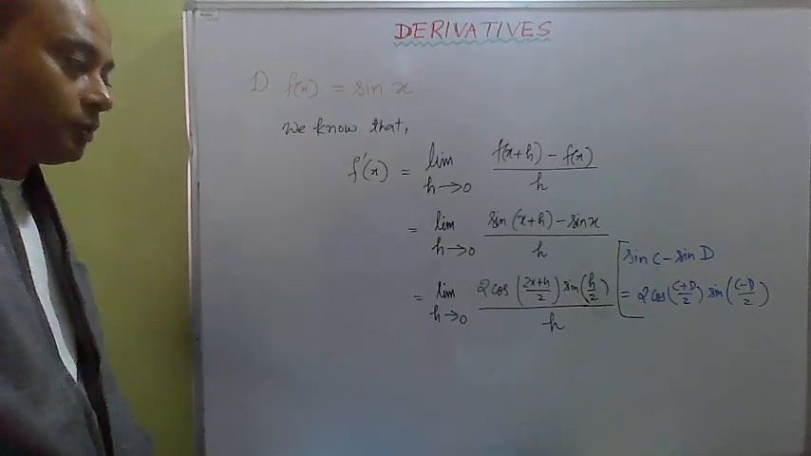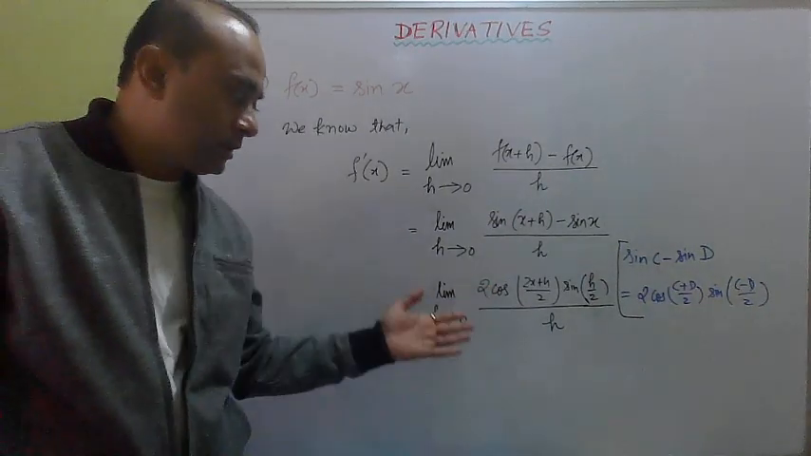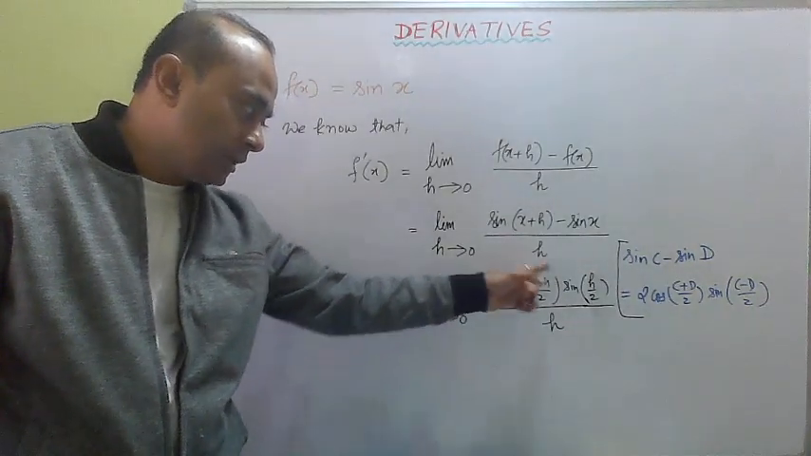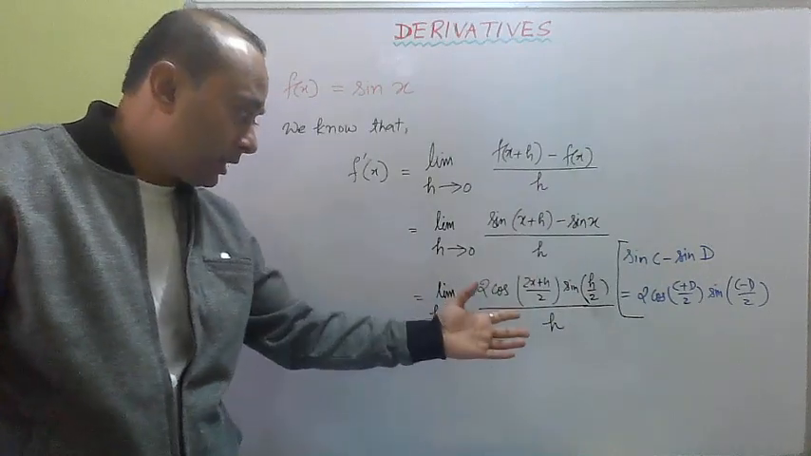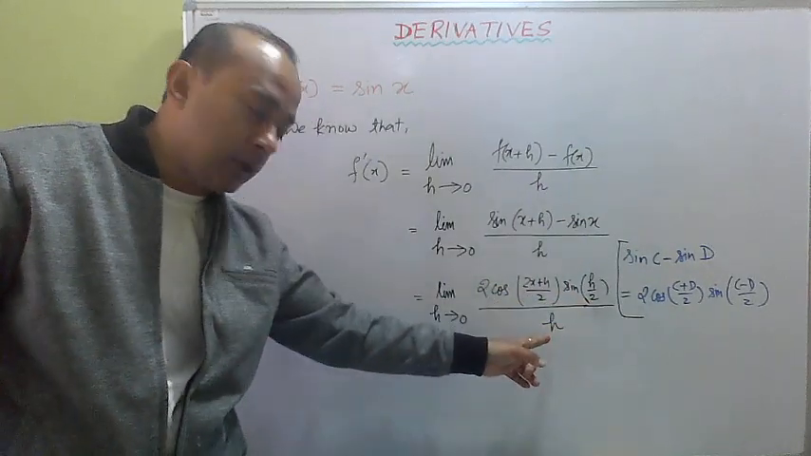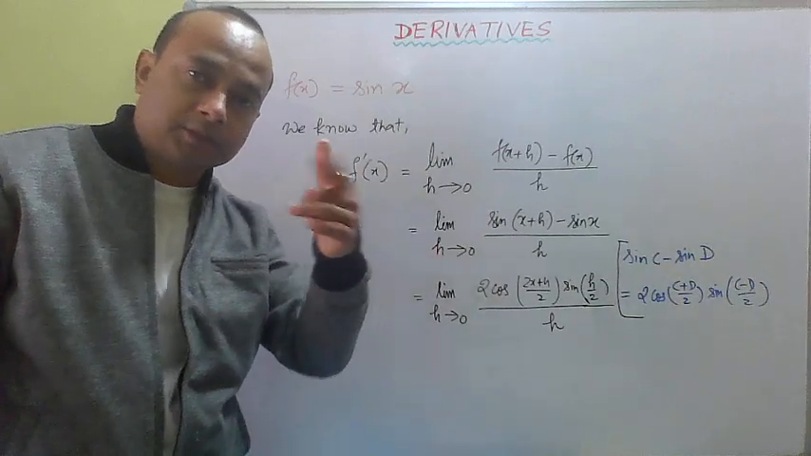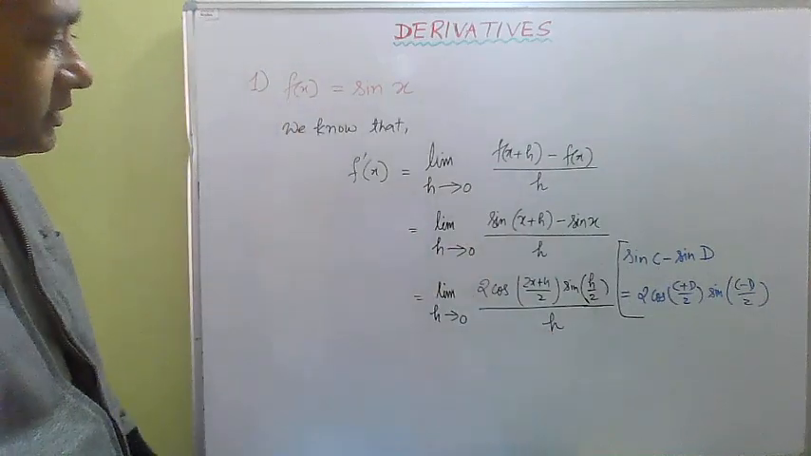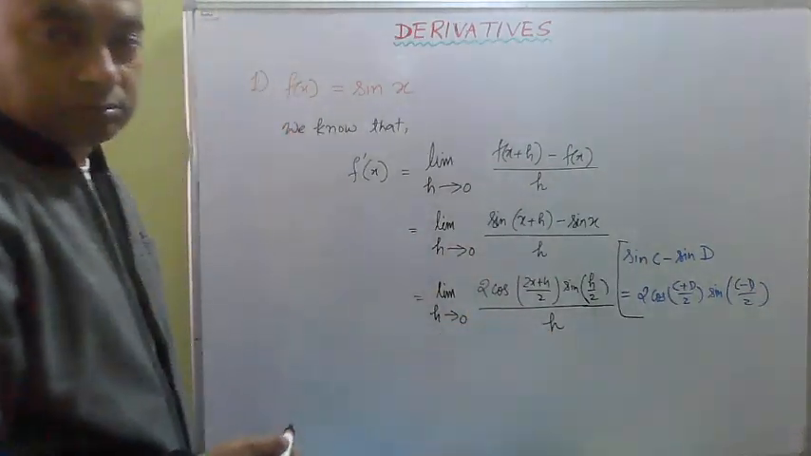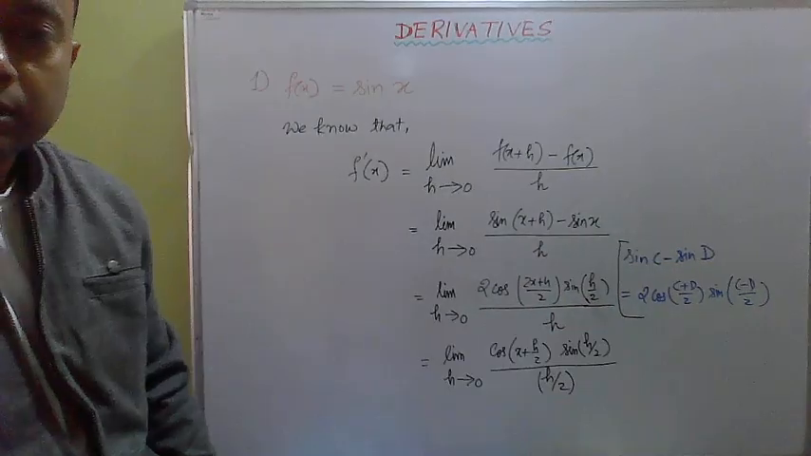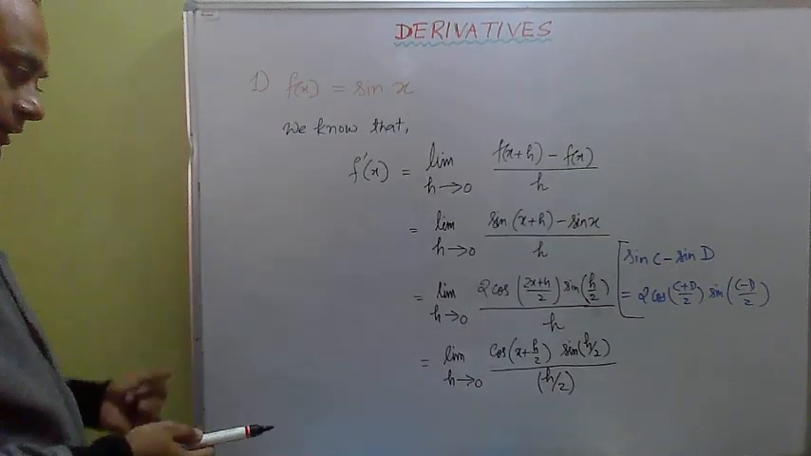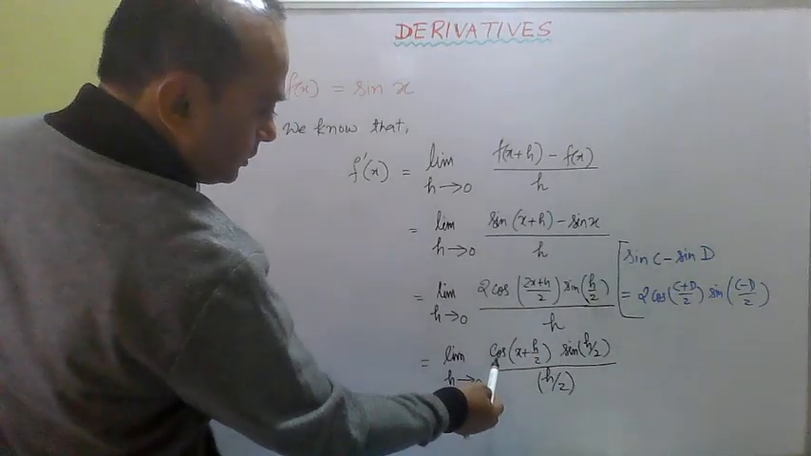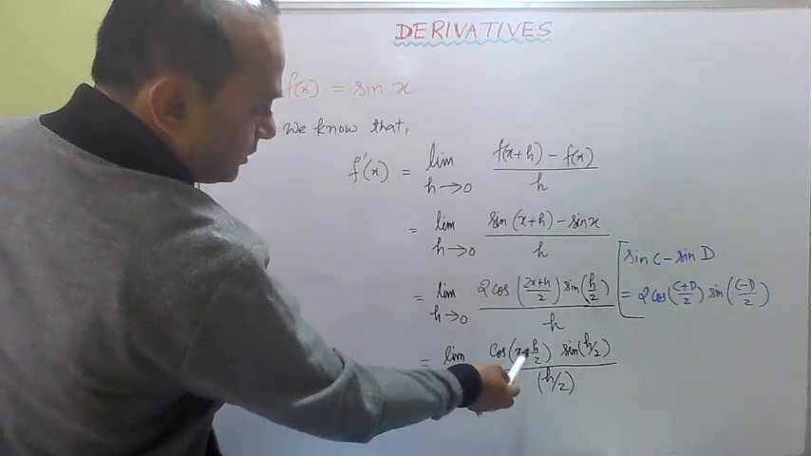After this step, we should think how to deal with this limit now. We see that this part cos((2x plus h) by 2) is a part of direct substitution, and the next part is sin of h by 2, and here we have h. We have a formula of sin x by x, right? But here it is h by 2, here it is h. So what we will do in the next step, this 2 I will bring down. That means I have combined this 2 with the denominator h, and cos of 2x plus h by 2 is cos(x plus h by 2).